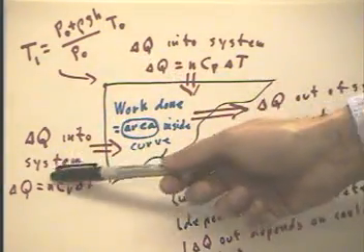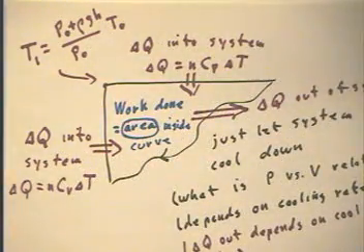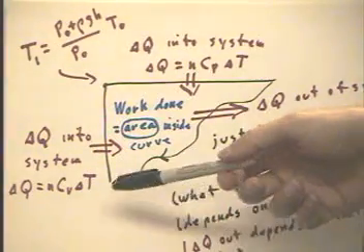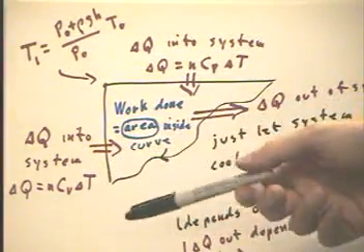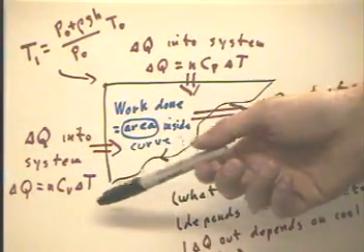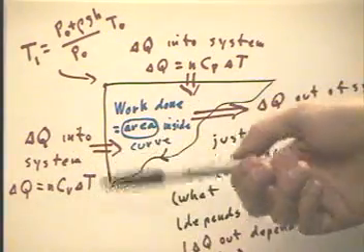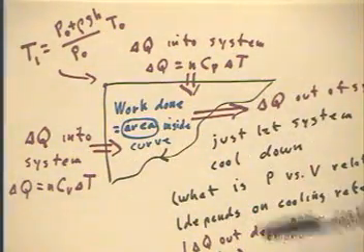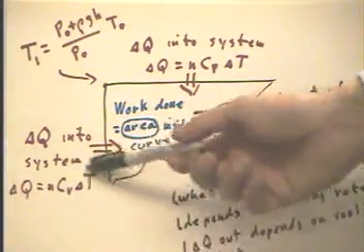And we can determine N, again, using the ideal gas law. If we know the pressure, volume, and temperature in the first state, which we assume we know, then we can find N very easily, just PV over RT, and we get our delta Q.